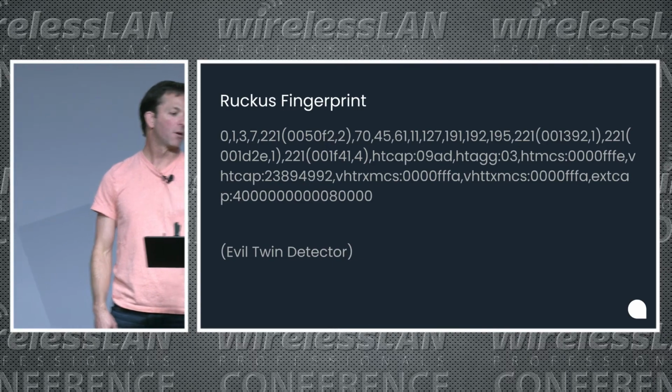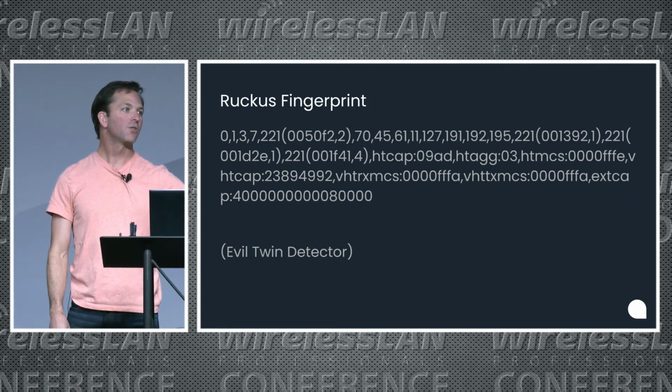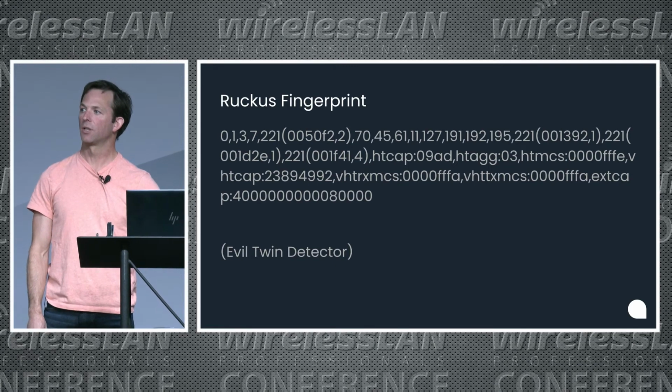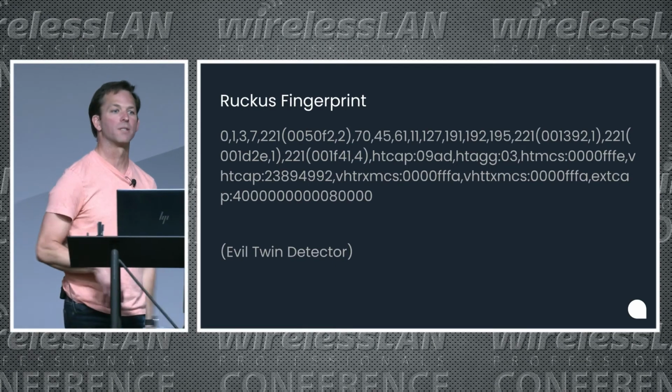And Mike Spicer just put a note in here about the evil twin detector. The Tetra doesn't mimic the beacons properly. And so you can always tell if it's a Tetra and not the actual AP that it's faking.